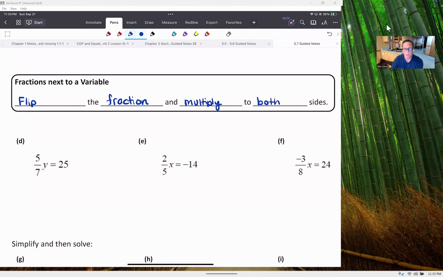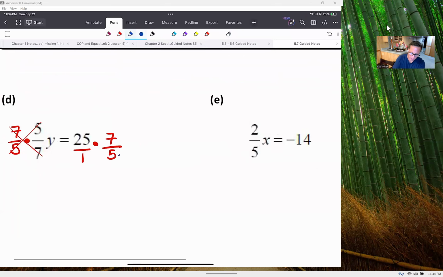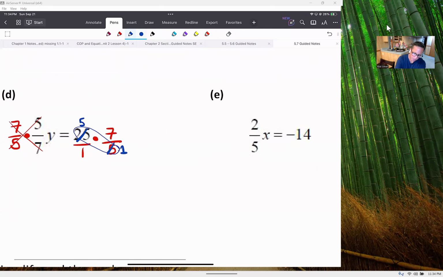This is just the multiplicative inverse again, but we're going to flip 5/7 and make it 7/5. So all that stuff gets canceled over there, and we multiply that over here by 7/5. We can cross cancel the 25 and the 5. That makes 5 and 1. And so now we got y equals 35.